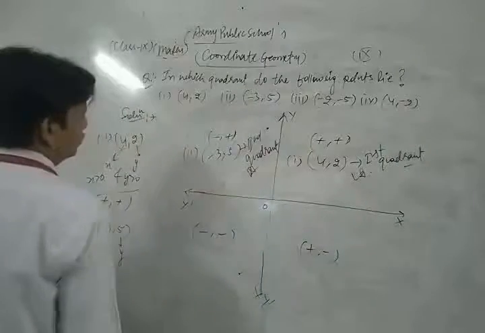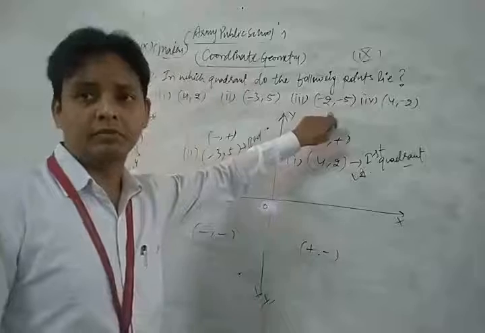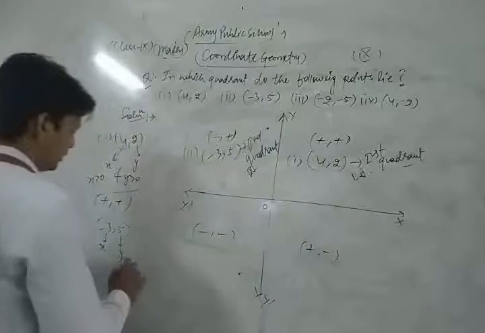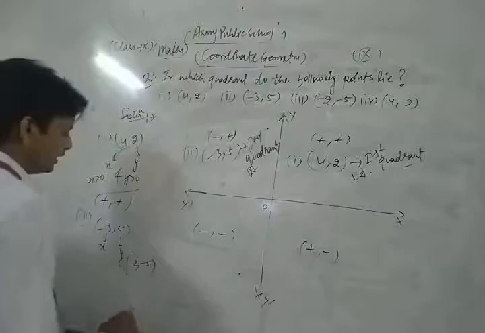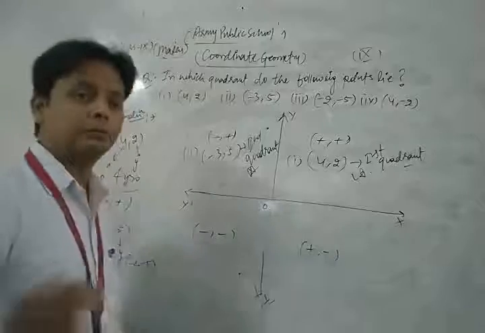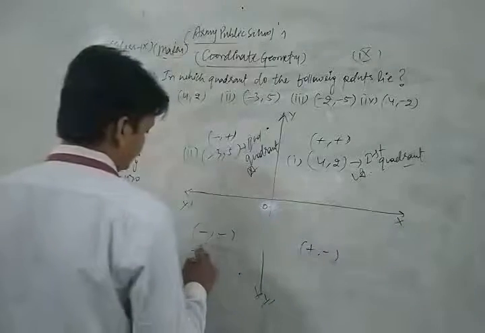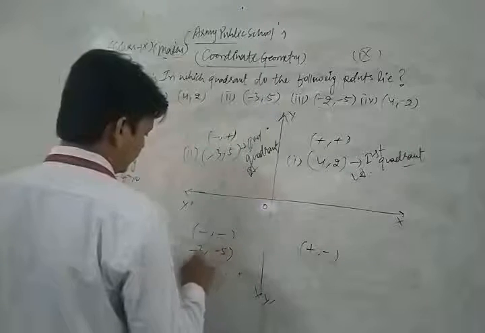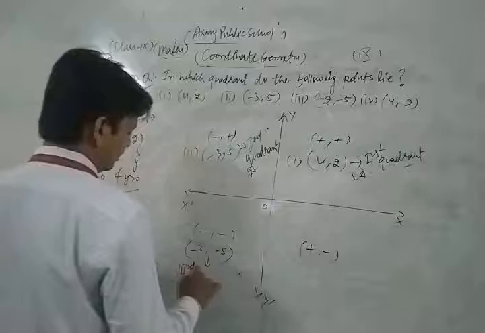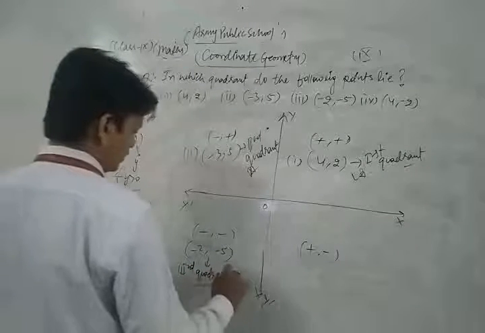Now similarly we have (-2, -5). Here the abscissa and ordinate are both negative, and both negative means which quadrant? This is the third quadrant. So (-2, -5) lies in the third quadrant. This is the answer.